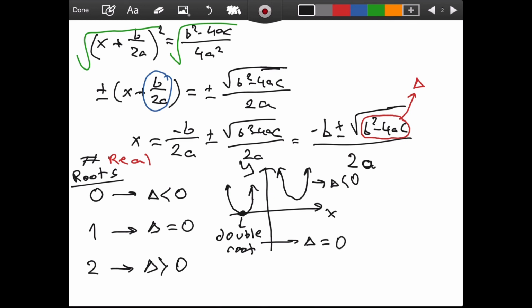And when you have two roots, obviously you can guess it. Well, then we have two intersection points with the x-axis. And this happens when the determinant is greater than 0.